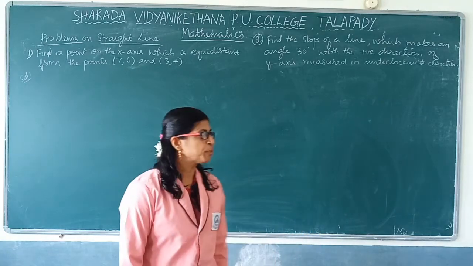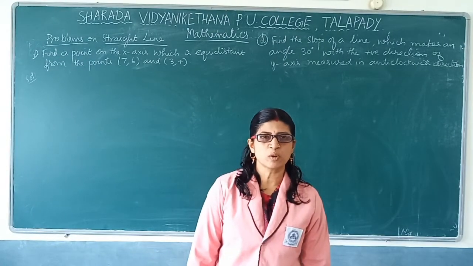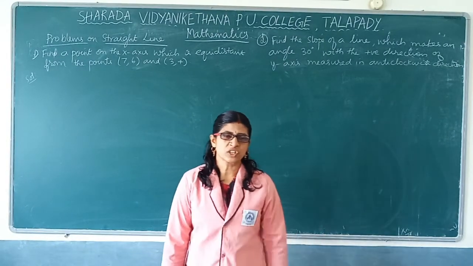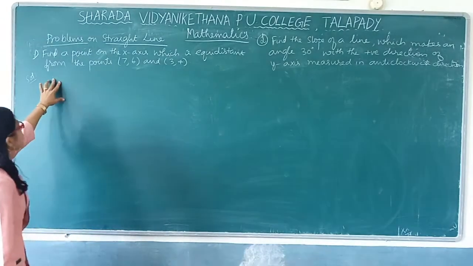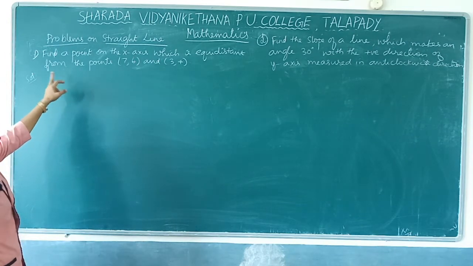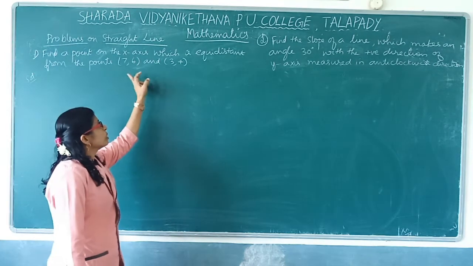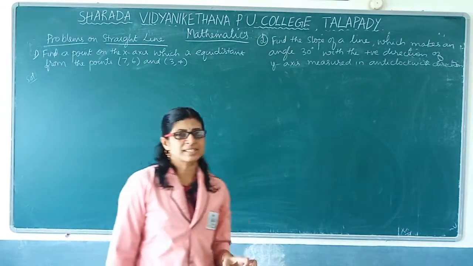Going to see a few problems based on the concept we have learnt in the previous class. That is about slope or gradient of a straight line. Okay. So now the first question is, find a point on the x-axis which is equidistant from the points 7, 6 and 3, 4. You have to find a point on the x-axis.